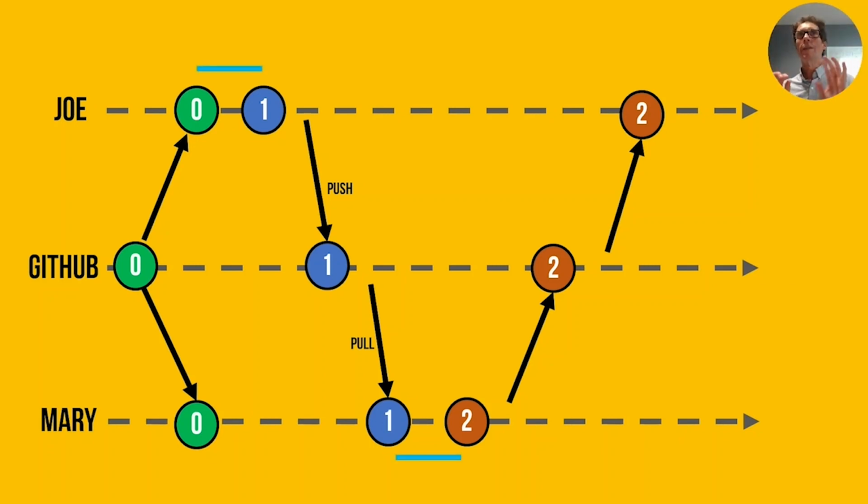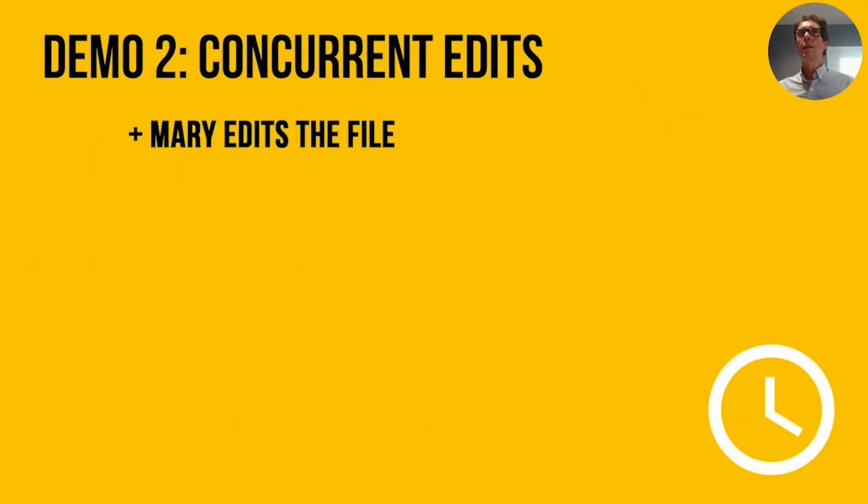These two blue lines show the periods of time during which Joe and Mary were editing that file. And they don't overlap, so they're not going to run into any synchronization problems here. In the second demo, Mary's going to go back and edit that file again, and so's Joe. And now they're both working concurrently.